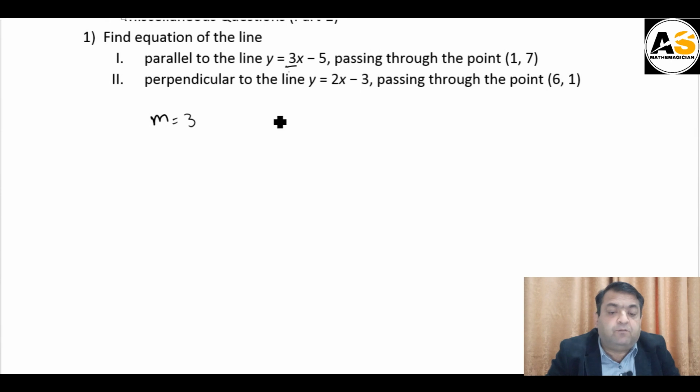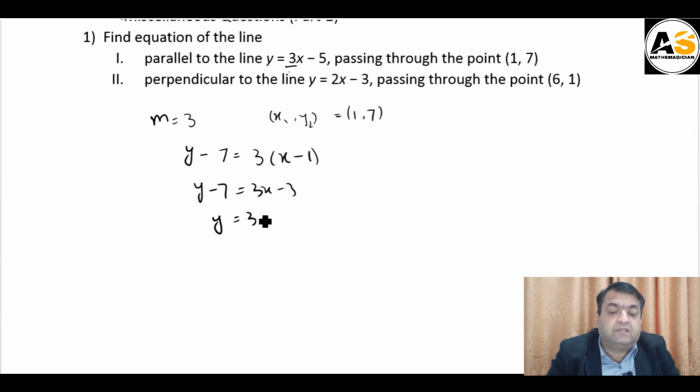And what is the given point? Given point is 1, 7. So we are given a point and gradient, and we have to find the equation. I am using the gradient point form: y minus y1 is equal to m, the gradient, into x minus x1. I can simplify it further to write y is equal to 3x plus 4. This is the answer to the first part.